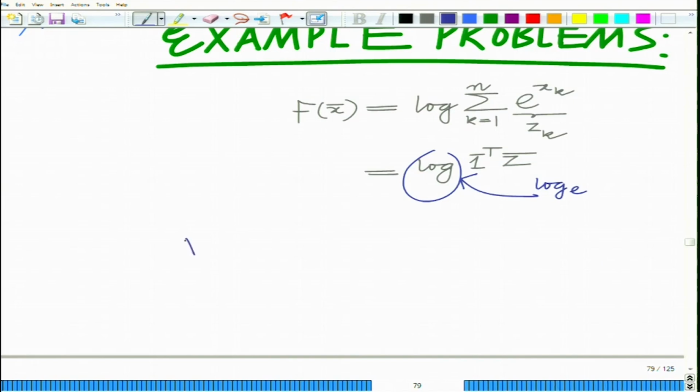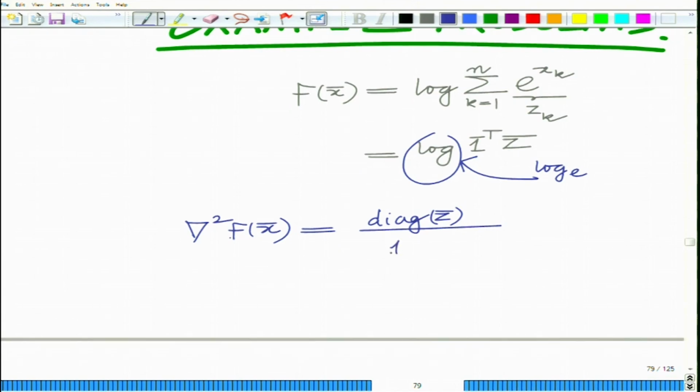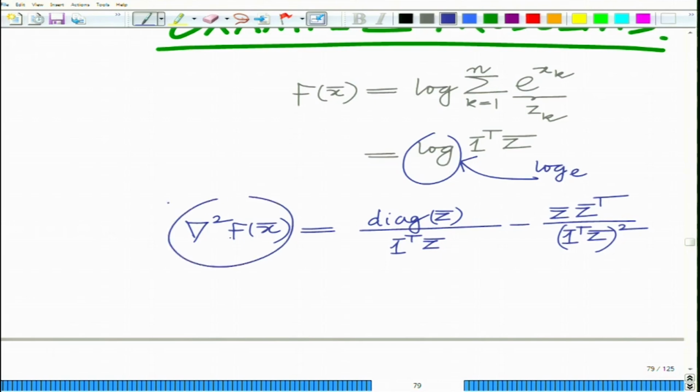We have computed the Hessian of this function, and that has an interesting structure. If you look at the Hessian, we have seen that this is diagonal of z bar divided by 1 bar transpose z bar minus z bar z bar transpose divided by 1 bar transpose z bar whole square. And now what we want to do is show that the Hessian is positive semi-definite.